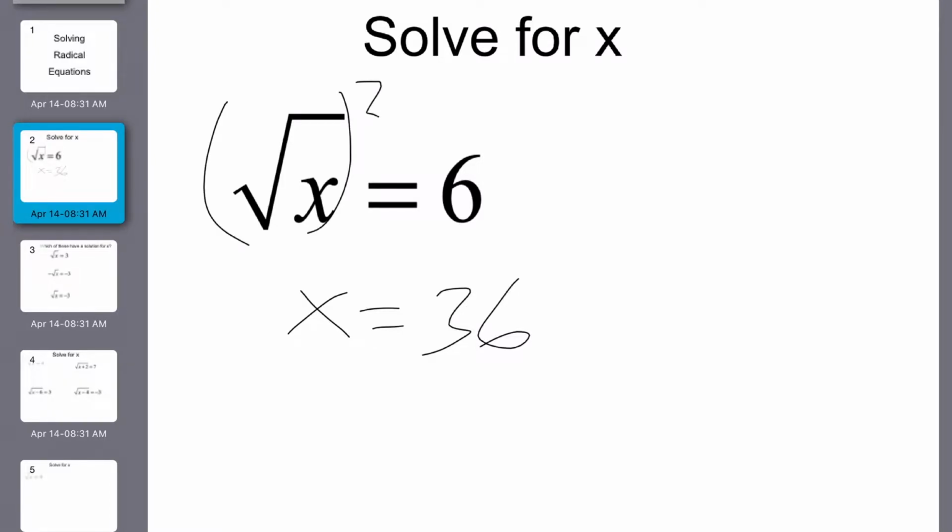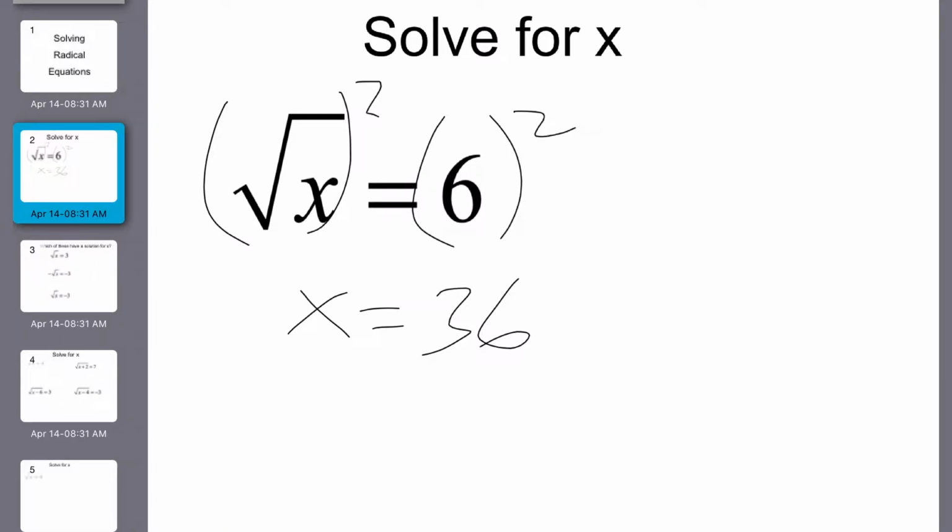So remember, as long as I do it to both sides of the equation, I don't change the equation, and I don't change the value of x. So square both sides of the equation, and you get the square root of x squared is just x, and 6 squared is 36. So algebraically, you can solve that x does, in fact, equal 36.